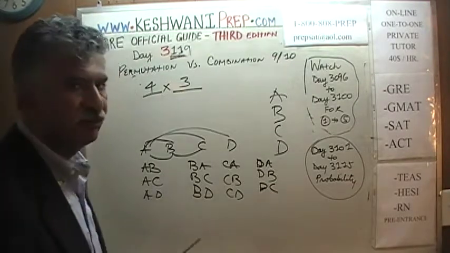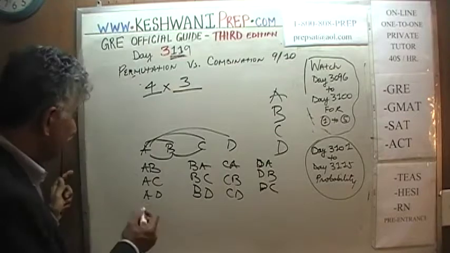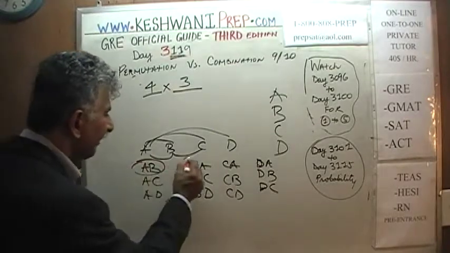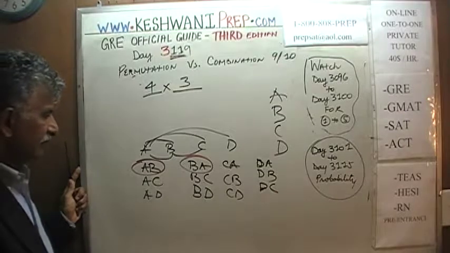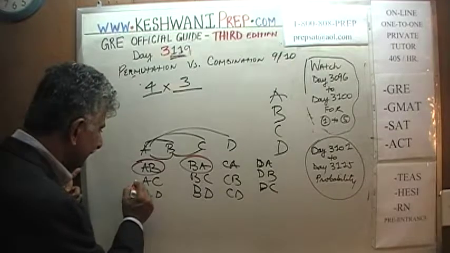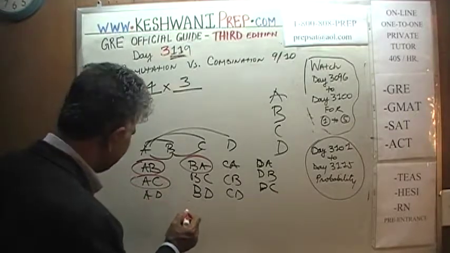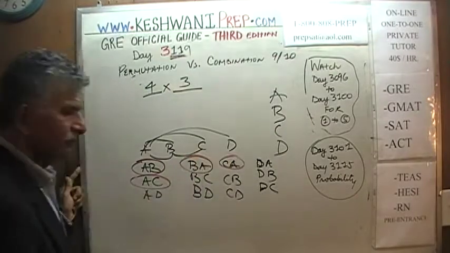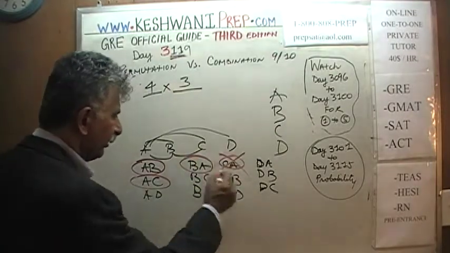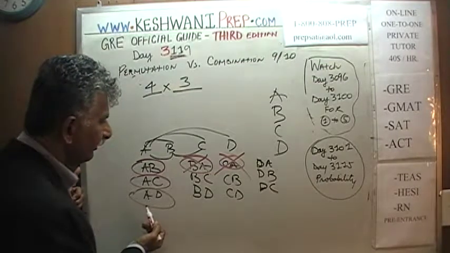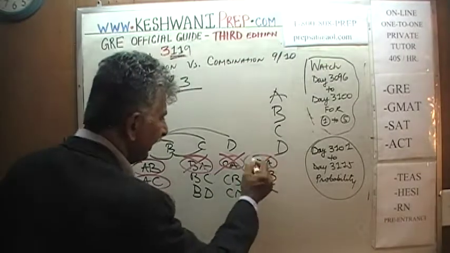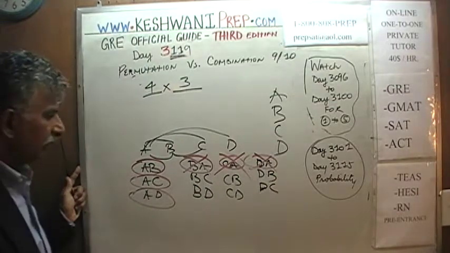It's just a pair. It's just a group of people. A, B is the same pair as B, A. It's not a different pair. Similarly, A, C is the same pair as C, A, which should be right here. So that should not have been counted. A, D is the same pair as D, A. That should not have been counted. Everything is double counted.